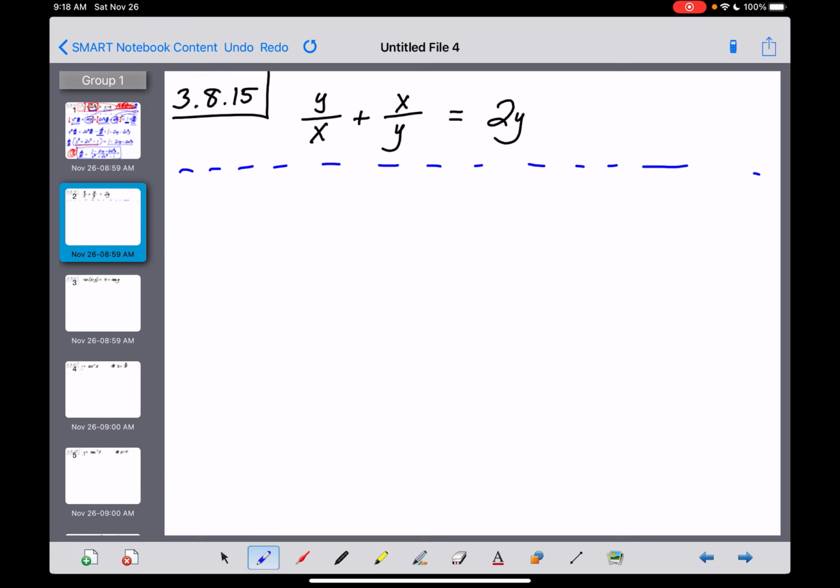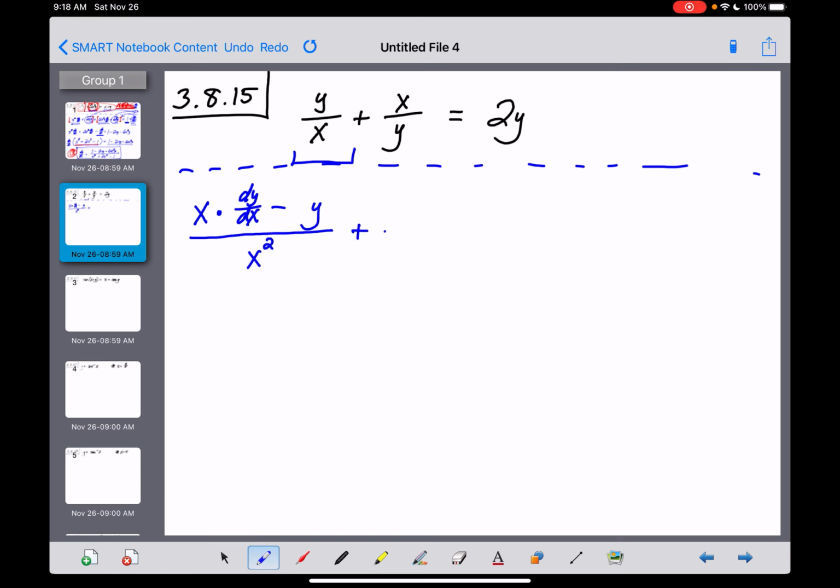So here we go. Quotient rule on the first term right here, guys. Our denominator, x, gets multiplied by the derivative of the numerator, dy dx, minus the numerator, y, times the derivative of the denominator, which is just 1. And all of that gets written over the denominator squared. So there's our first term's derivative.